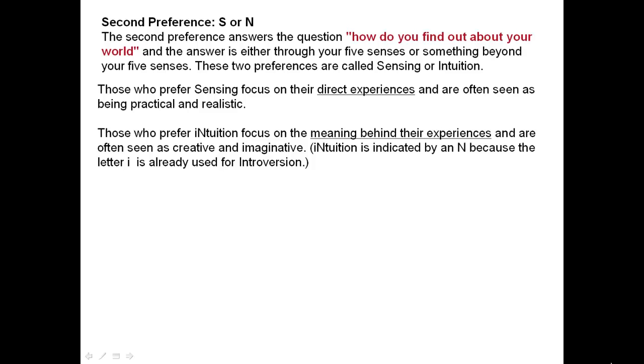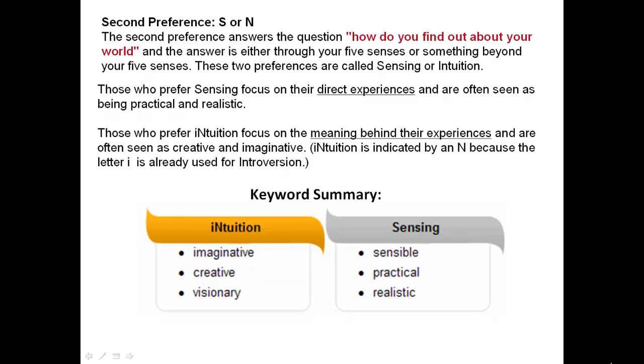Intuition is indicated by an N because the letter I is already used for introversion. As a keyword summary, intuitives tend to be seen as being more imaginative, creative, and visionary. Sensing types tend to be seen as being more sensible, practical, and realistic. Which seems more like you?